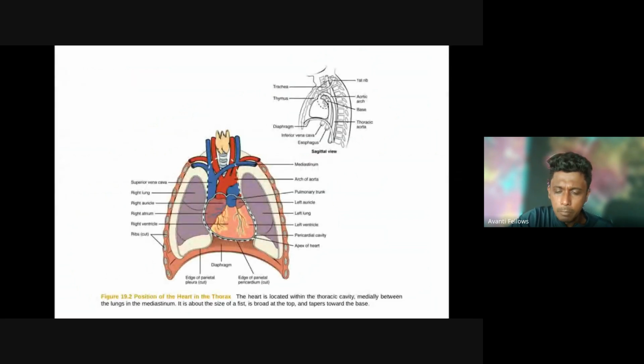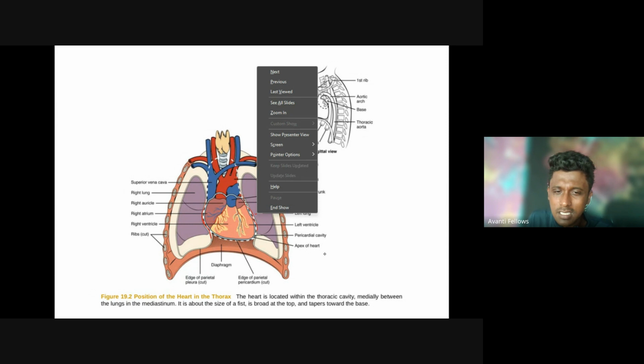Now, coming to the position of the heart, it is present in the thoracic chamber. You can see that in the left lung and the right lung, there is a small dent like this. This is called the left cardiac notch and the right cardiac notch. Between the left cardiac notch and the right cardiac notch is a space.